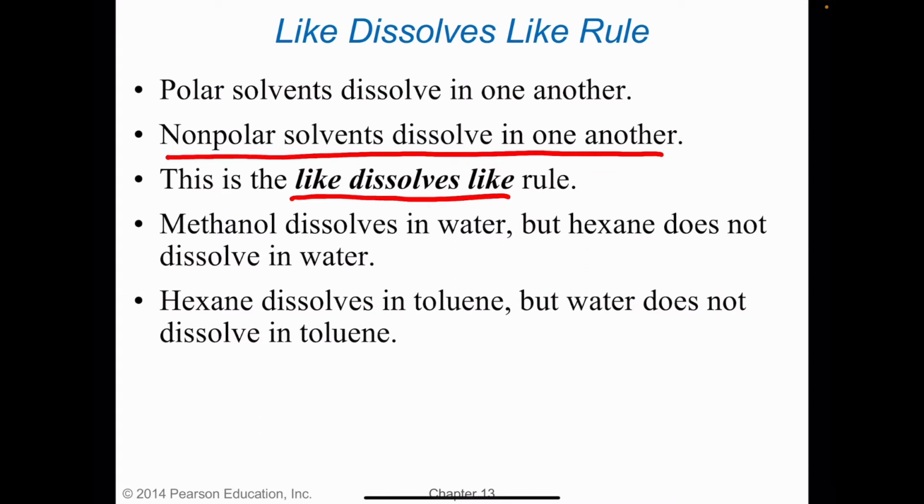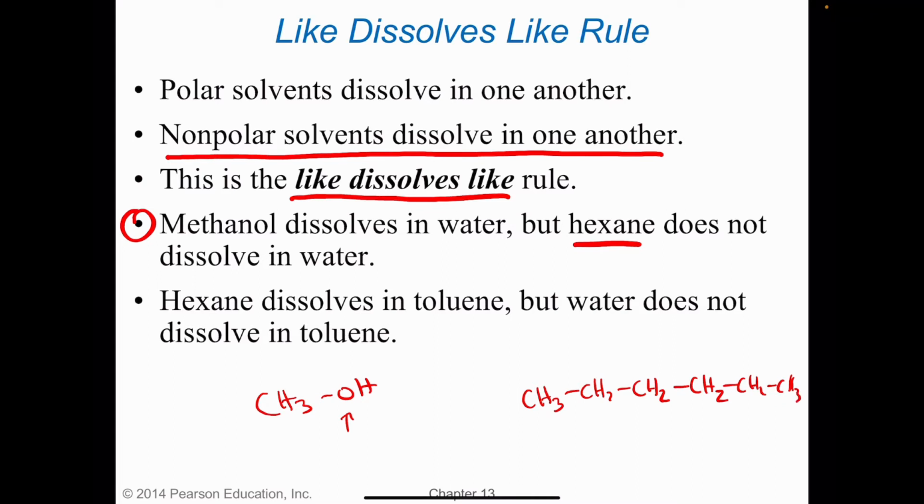Counter examples, like methanol. Methanol looks like this. The point is it has oxygen in there. It's polar. But hexane kind of looks like this. It's all carbons and hydrogens. So the point is that there's no oxygens in there. It's generally a nonpolar molecule.